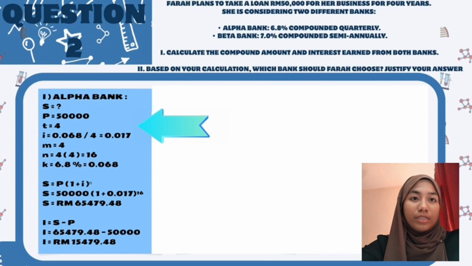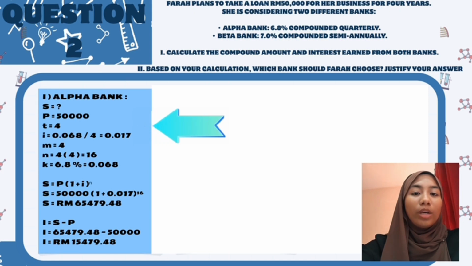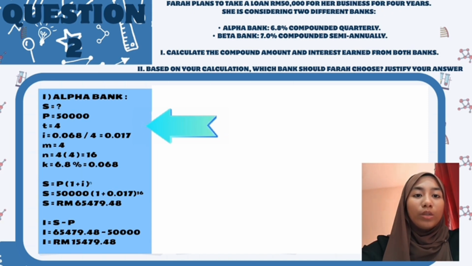First, we look at Alpha Bank. S, we have to find. P, we get 50,000. Time is 4. For I, we calculate 0.068 divided by 4 equals 0.017. For M, we get 4. For N, we calculate 4 multiplied by 4 equals 16. K is 6.8% or 0.068.